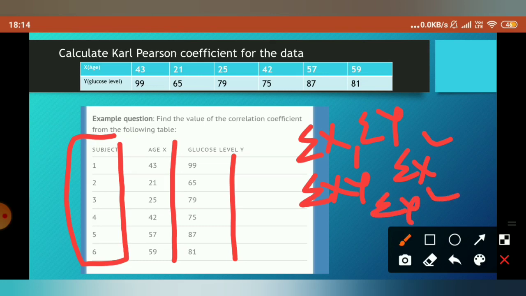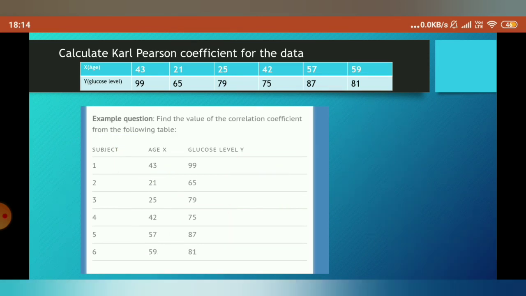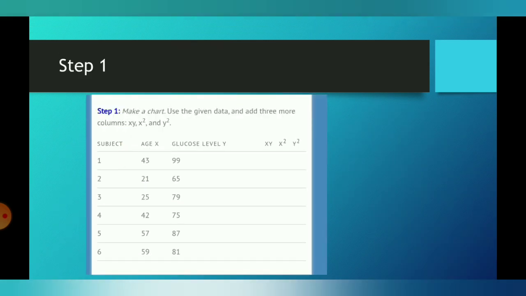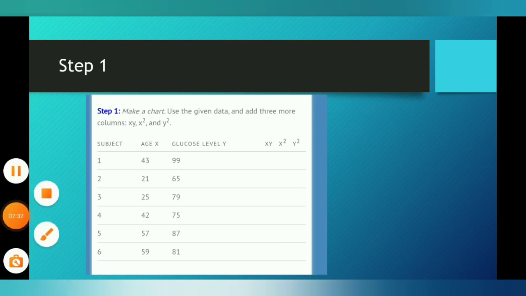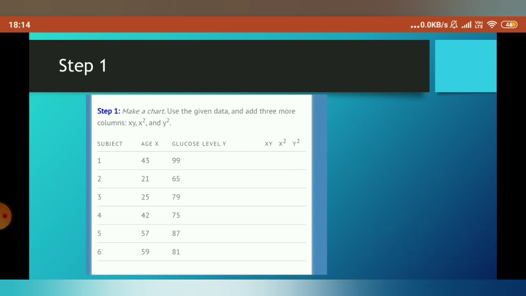Sigma x and sigma y are nothing but the sums of these series. If you write xy here and take the summation, we will have sigma xy. Similarly you have to complete all the tables. Let us see the steps. First, we write this in terms of a table. Next, the values that we need: xy, x square, y square. These three columns we have to complete. This is the first step, we write the terms that we need.